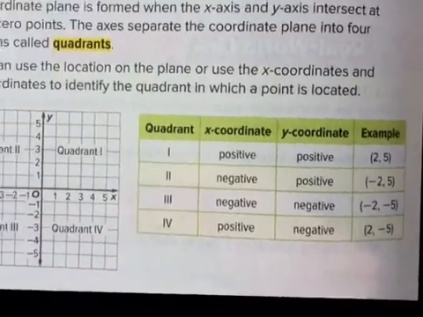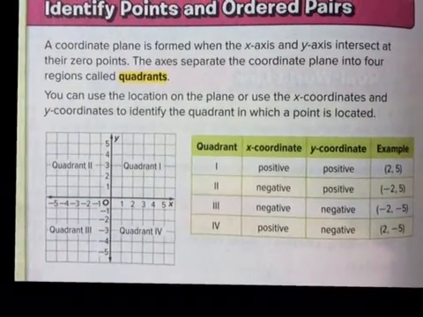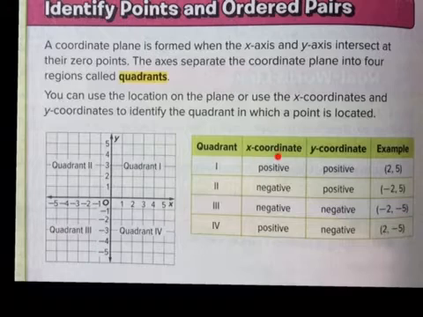So we always move horizontally first and then vertically. So you can see the x-coordinate comes first and then the y. X horizontally, y vertically. So then we have positive, positive. Quadrant 2 is first negative and then positive. We go up, we go across, so negative, positive.